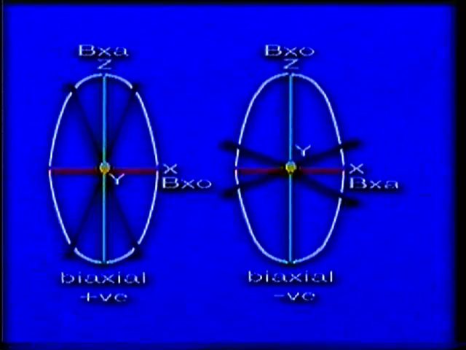Optic sign depends on the vibration directions coinciding with the BXA and BXO. Biaxial positive minerals have Z equal to the BXA and X equal to the BXO. Optically negative is the other way round.